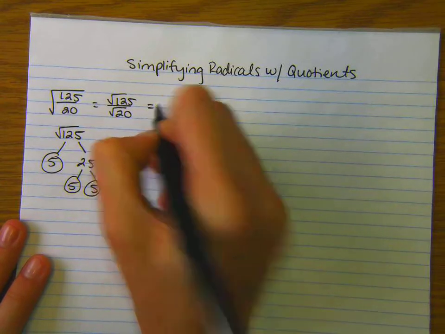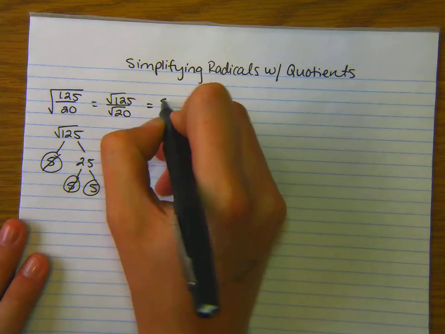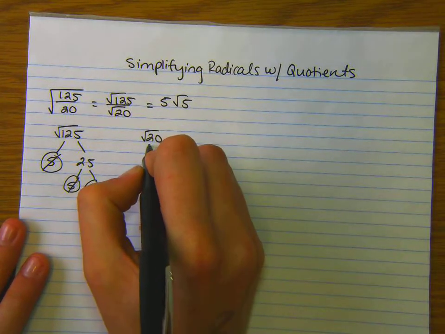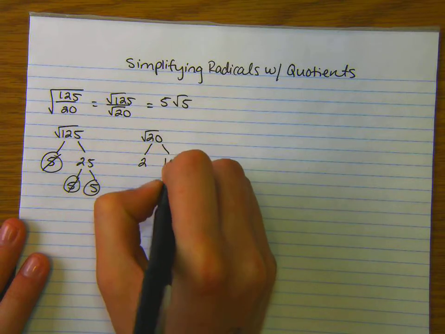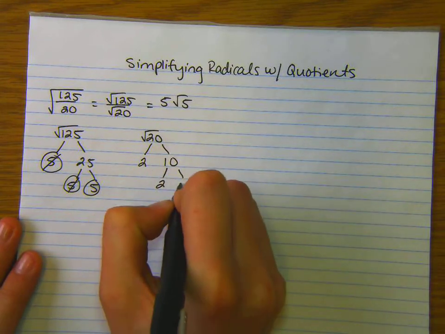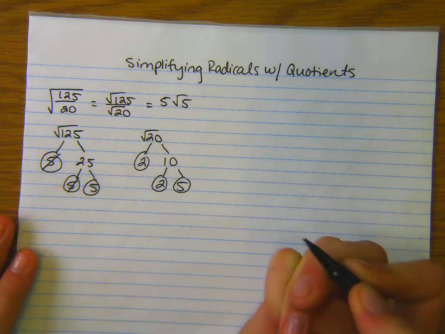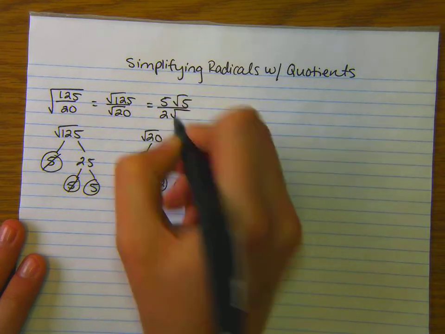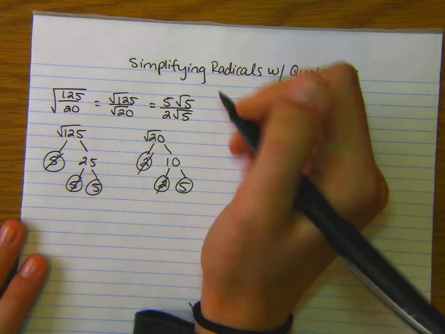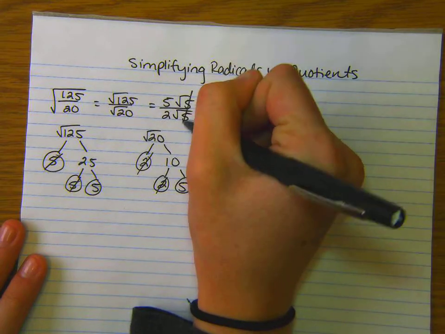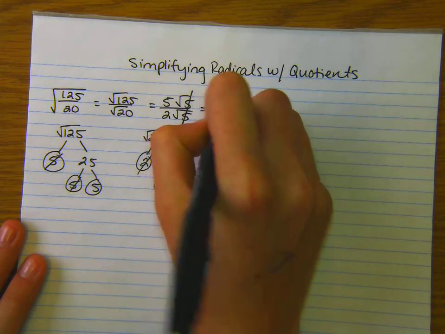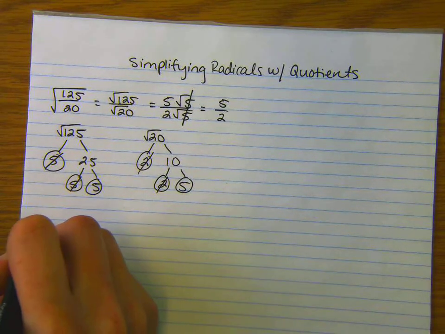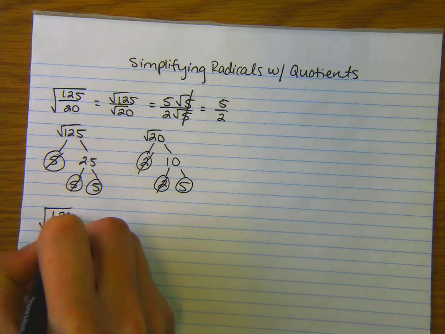For the square root of 125, I've got a pair of 5s, so I can pull 5 out, and I'm left with 5 on the inside. For square root of 20, 20 breaks up into 2 times 10, and 10 breaks up into 2 times 5. So I've got my final pieces here, 2 times 2 times 5. I have a pair of 2's, so I can pull a 2 out, and I'm left with a square root of 5. Well here, square root of 5 over square root of 5, those cancel, and I'm left with 5 halves.